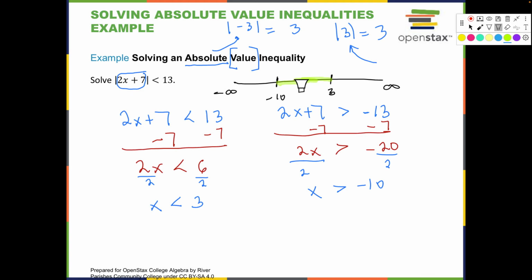I could have gone out the other way, it just depends on which one it was. And they're both not included because it's not 'or equal to'. Exactly, this is strictly a strict inequality, so they're open circles, and we can use parentheses. So our answer is negative 10 to 3. That's our interval. X can be any of those values, and the inequality holds.